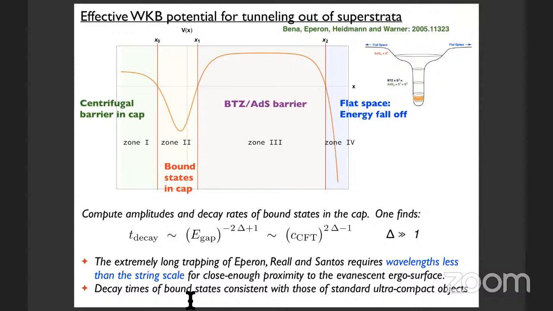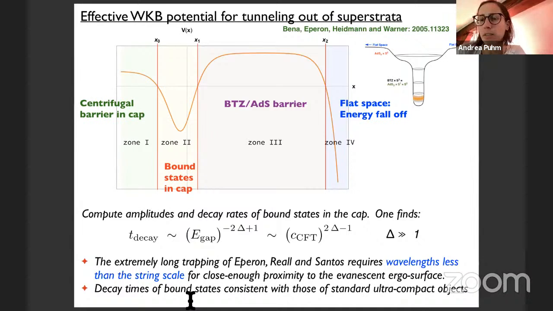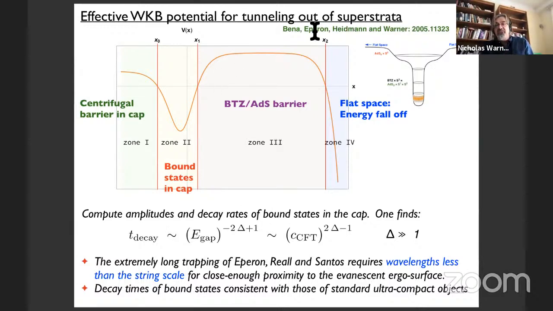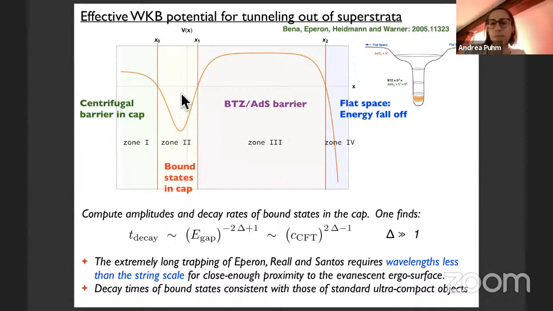Nick? Yeah. Can I quickly ask, can you remind me if the analogous study of Eperon, Santos, and Reall has been done in superstrata? Well, that's the analogous thing. That's pretty much what we were trying to do here. Felicity was part of this collaboration. So the starting point of this paper was really to actually do the superstrata calculation. That was the generalization of what they did, but using this more sophisticated technique. Okay. So that was really what motivated this paper.